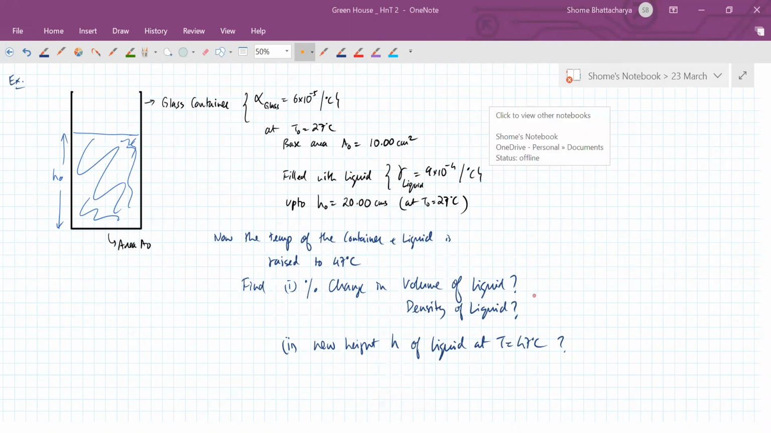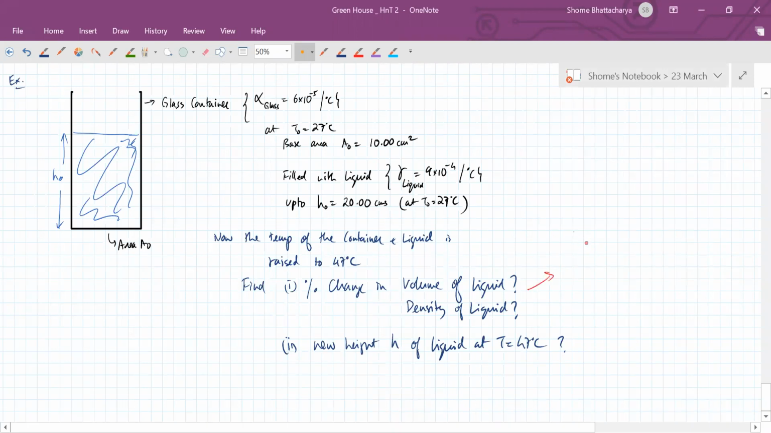Yes, that is correct. So you can see that for the liquid, delta V by V will be gamma delta T. That is gamma of the liquid, so that is this value into the temperature change, from 27 to 47, so into 20. So that is 1.8 into 10 raised to the power minus 2. So the percentage change is a 1.8% rise in volume.